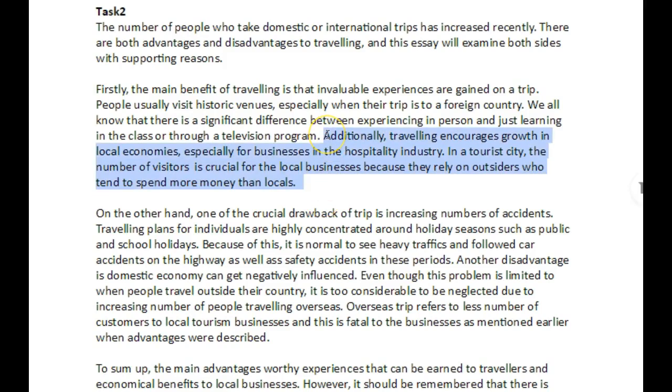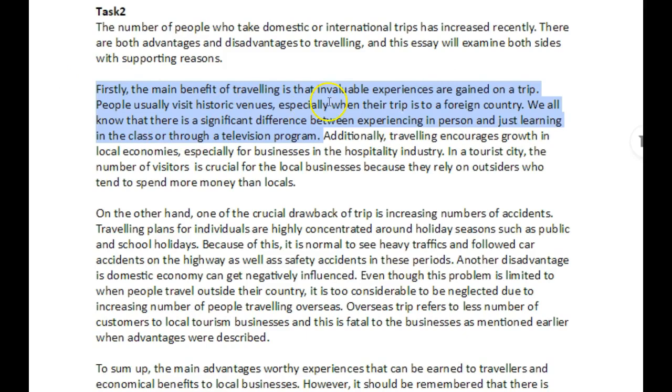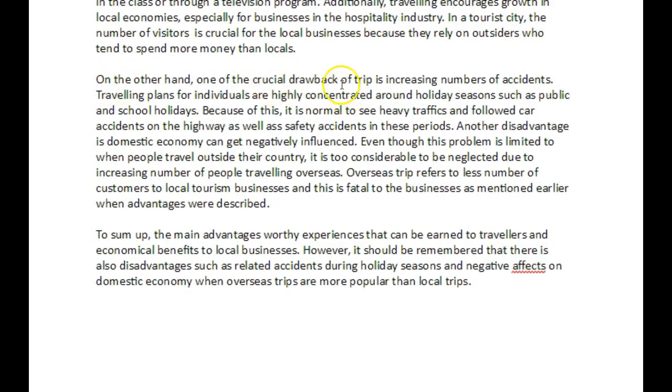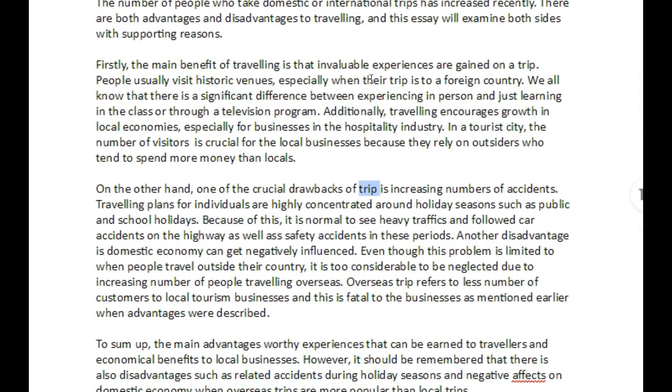So you've got advantages, local economy, as well as gaining experience, although this one needed a bit more expansion. On the other hand, one of the crucial drawbacks of... Actually, one sec. Okay, so this is what you were asking me about before.